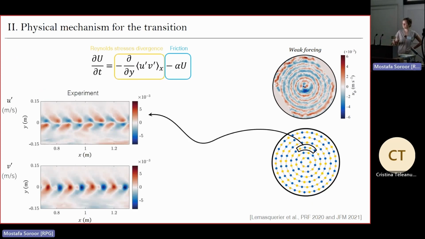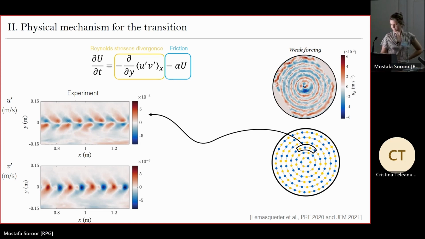So to try to understand this, we looked at what happens at the very beginning of an experiment in regime 1, just above the forcing ring, and this is the velocity pattern that I get. On the top, you have the zonal velocity, and at the bottom, the radial velocity.